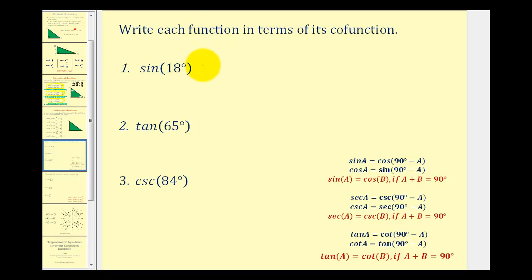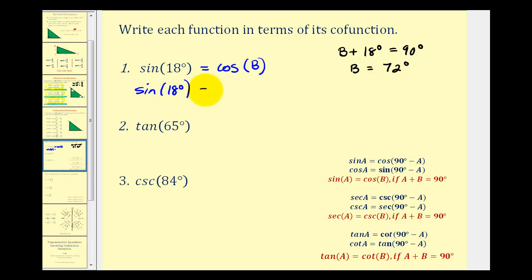So the sine of 18 degrees is equal to the cosine of, let's go ahead and call it angle B. And again, the main thing to remember here is that these two angles must be complementary or have a sum of 90 degrees. So angle B plus 18 degrees must equal 90 degrees. So if we subtract 18 degrees on both sides, we can see that angle B must be 72 degrees. Therefore, the sine of 18 degrees is equal to the cosine of 72 degrees.